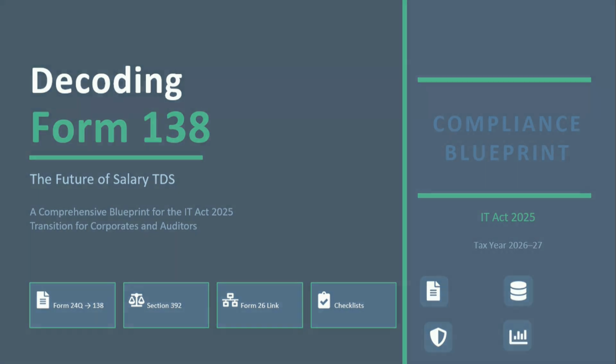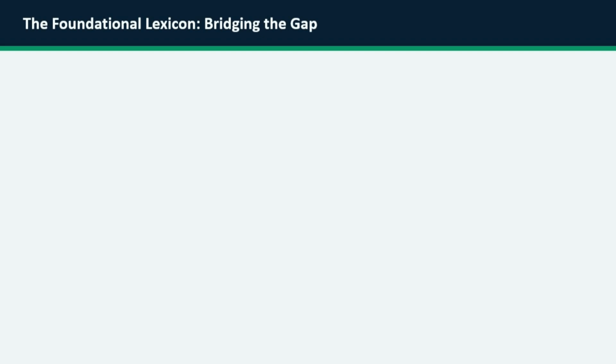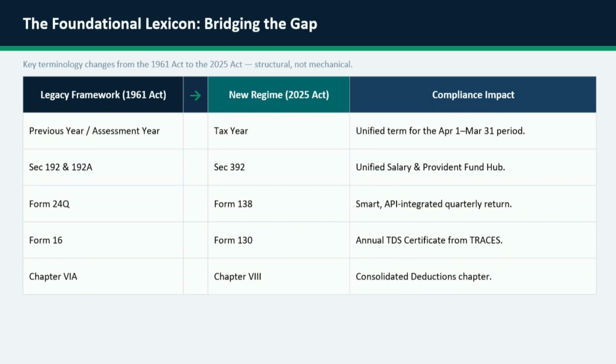Let's begin. Now let's understand the foundational shift introduced under the new tax regime. While the core principles of Salary TDS remain largely the same, the 2025 Act brings a major change in terminology, structure, and digital integration. For example, assessment year and previous year are now unified under the term tax year. Sections 192 and 192A are consolidated into Section 392, creating a single framework for salary and provident fund-related compliance.